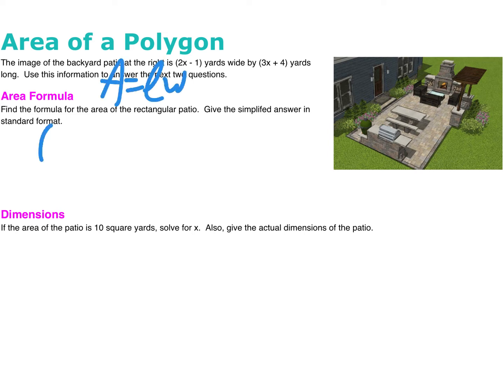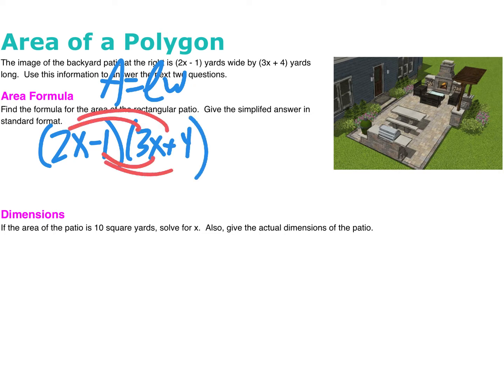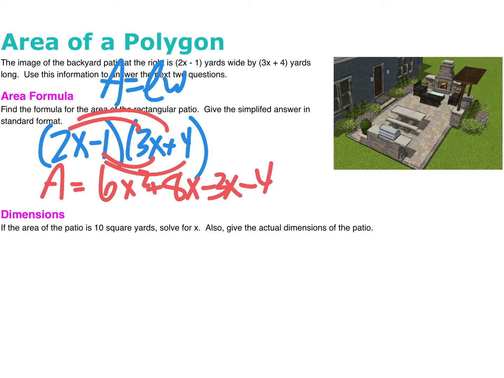So we can do the 2x minus 1 times 3x plus 4. If we do all of this, we are definitely used to doing these calculations, and that's going to give us a total area. It's going to be 6x squared plus 8x minus 3x minus 4. So the final area formula in standard format is area equals 6x squared plus 8x, or I'm sorry, plus 5x minus 4.